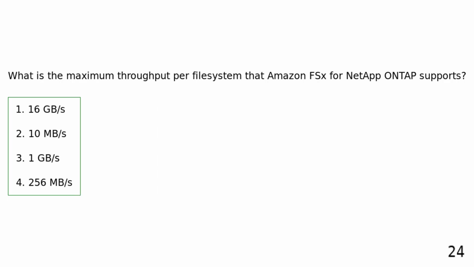What is the maximum throughput per file system that Amazon FSx for NetApp ONTAP supports? 16 gigabytes per second. 10 megabytes per second. 1 gigabyte per second. 256 megabytes per second. Amazon FSx for NetApp ONTAP supports up to 16 gigabytes per second of throughput per file system.